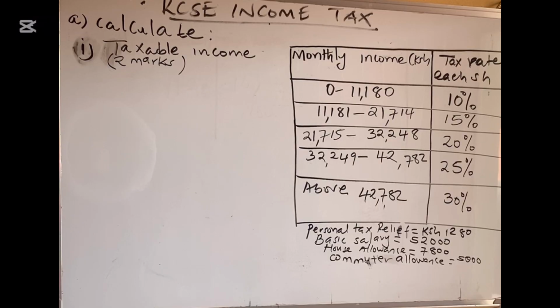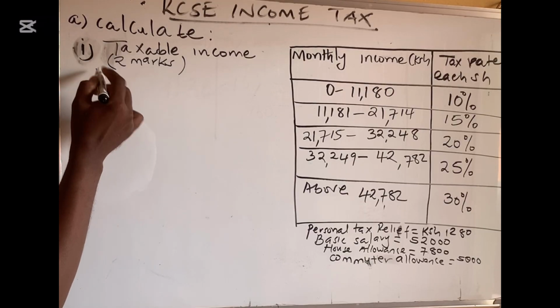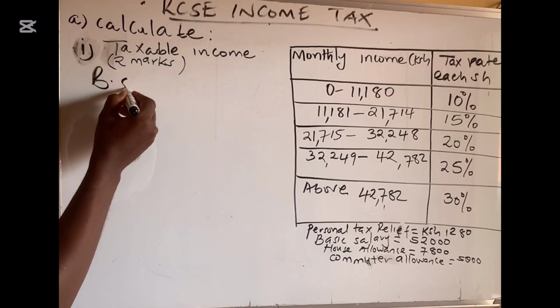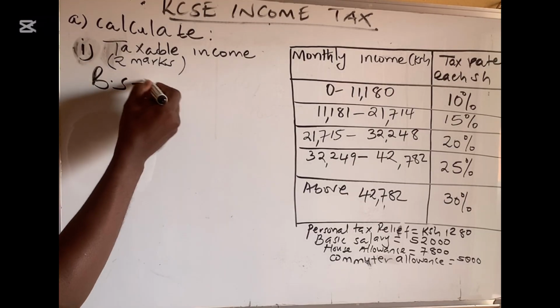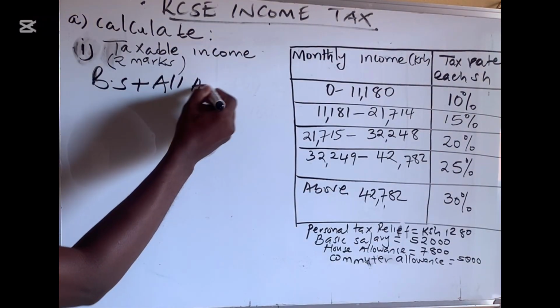The first question is asking us to find the taxable income. The formula for finding the taxable income is we take the basic salary, as you can see from the board, which is 52,000, and then add the allowances. In this case, you have two allowances, house allowance and commuter allowance. So taxable income is BS, which stands for basic salary, plus all allowances.